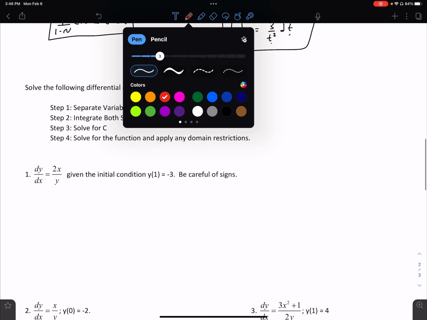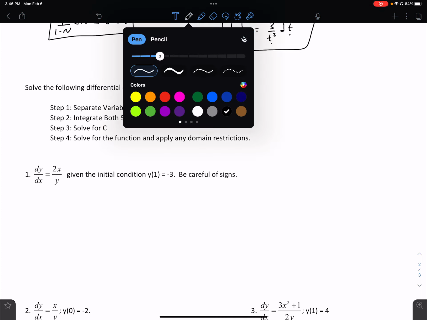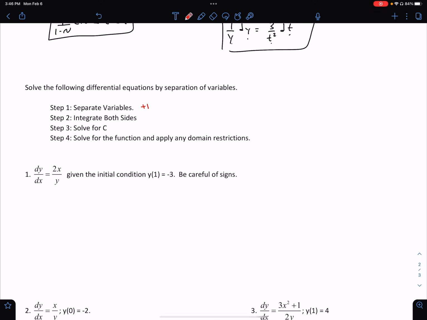To solve a differential, we have this little step here. 1, you want to separate the variables, and then we're going to integrate. Now, separating the variables on the AP, this will typically be worth 1 point. The integration could be worth 1 or 2 points, but then we got to solve for C. That's 1 point. And then solving it with any restrictions and the function, you get typically 1 point for that as well. So let's have some fun here.